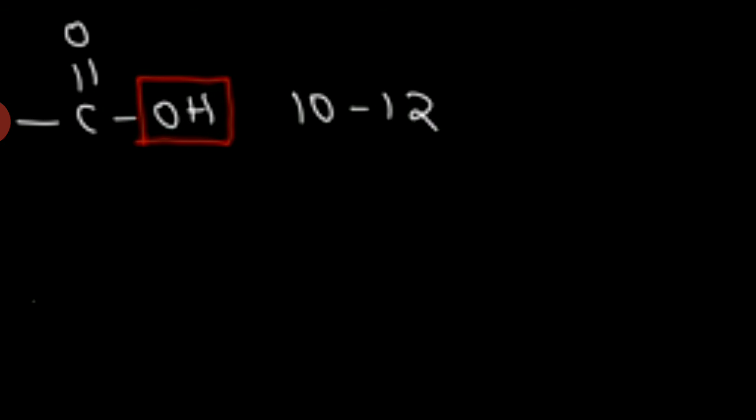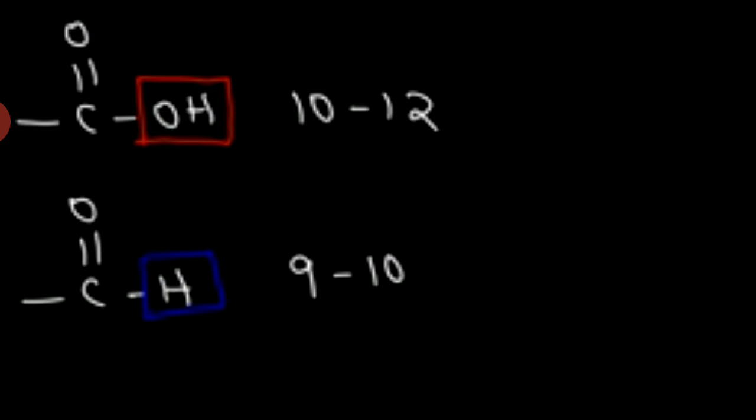Now we will talk about some functional groups here. This is carboxylic acid. The proton attached to this oxygen group, that is the proton of OH, will appear at around 10 to 12 ppm, because it is directly attached to oxygen, which is a more electronegative atom, and the protons of aldehyde will appear at around 9 to 10 ppm.